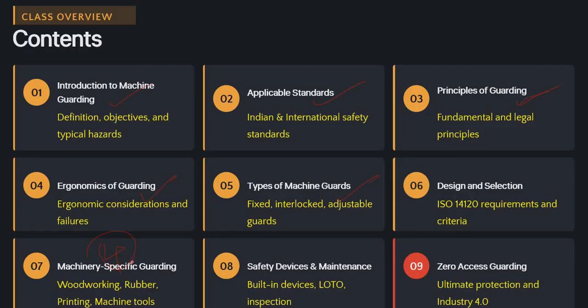So that we are going to discuss, maybe you people will answer, is one exercise we will do in topic 7. Topic 8 is safety devices and maintenance. Safety devices means we are talking about the built-in devices. So what are built-in devices, according to the machines? That also we are going to discuss, and lotto and work permit.